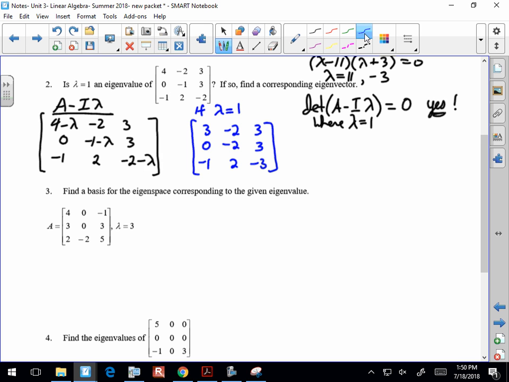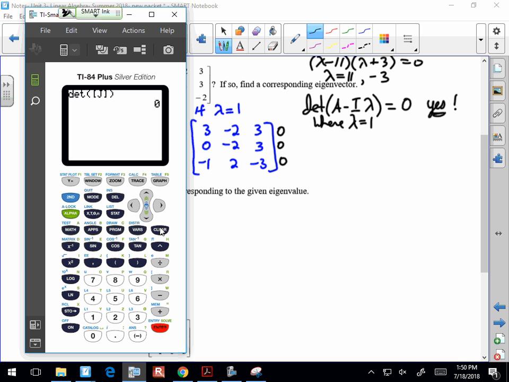Lambda is 1, so we have again this guy here. Solve the homogeneous equation. So take your matrix J and row reduce that.